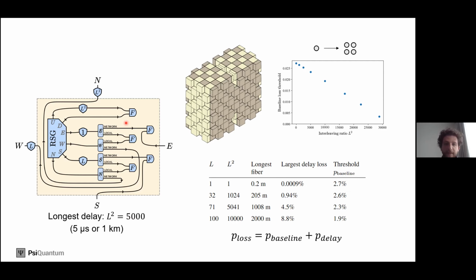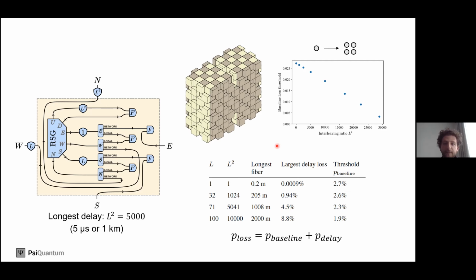So this is loss that is the same for all photons. And in addition, there is the loss that is due to the delay that the photon enters. And this loss is different for all photons because some photons enter 1 delay, others an L delay, others an L squared delay, and others no delay at all. The larger we pick L, so the longer we make the delays, the less baseline loss the architecture can tolerate.